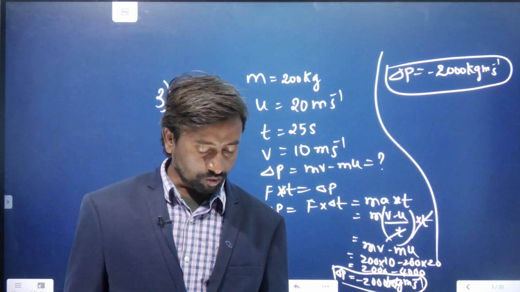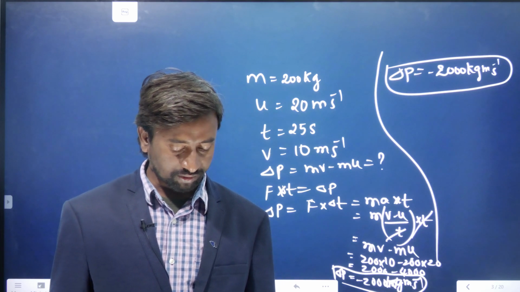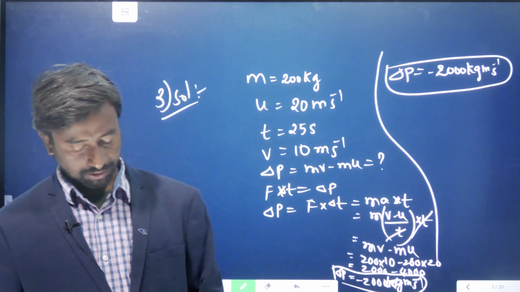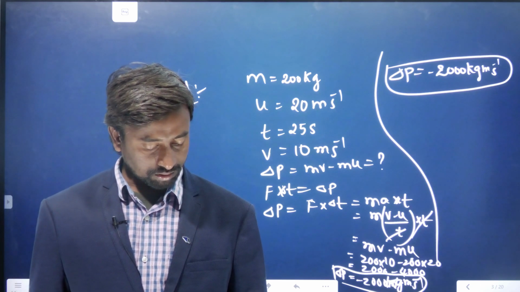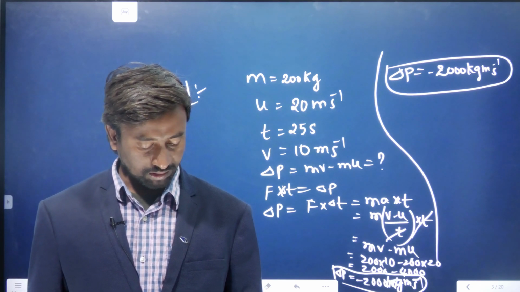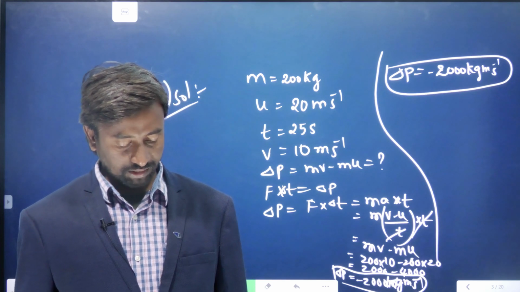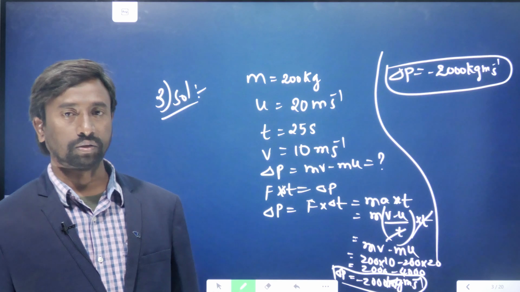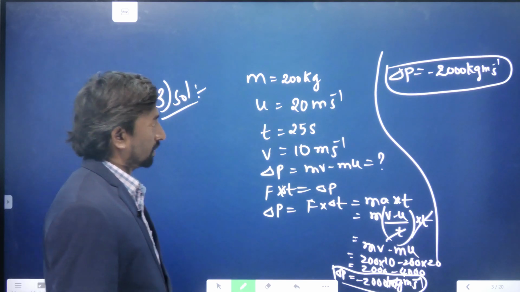A player caught a cricket ball of mass 150 grams moving with a speed, and the catching process is completed in 0.1 second. They are asking for the force exerted by the ball on the hand of the player. That we'll find out next.